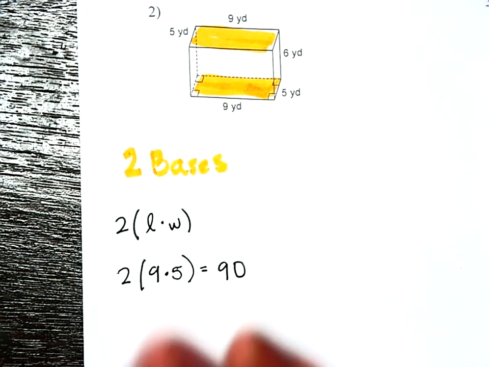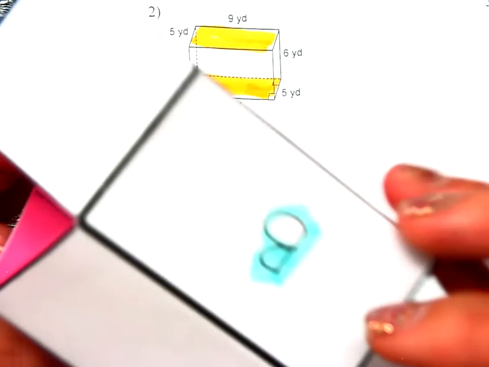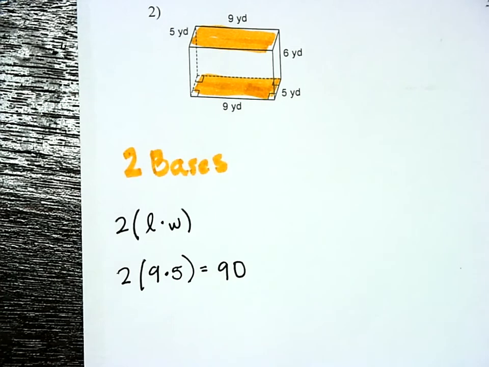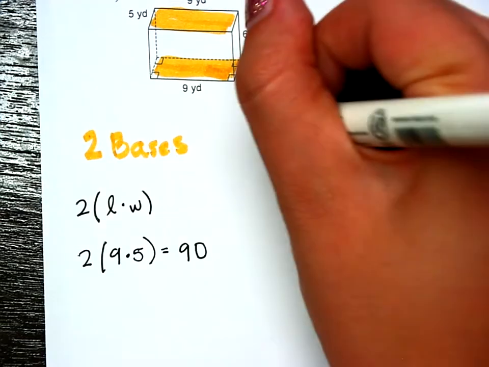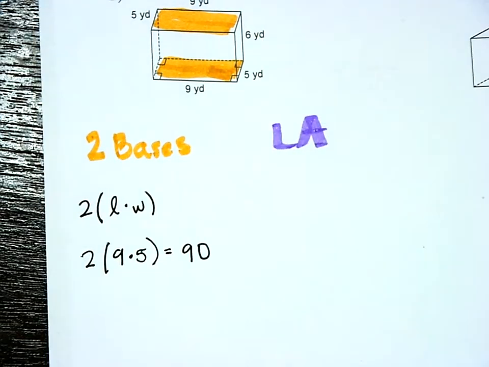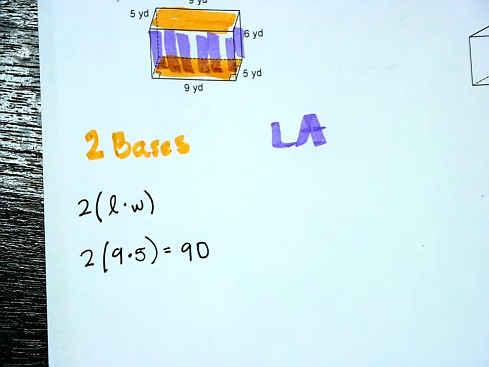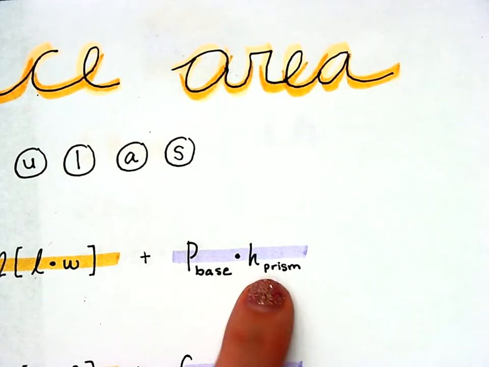But if we were painting this object, so everything around it, I still need all of these other sides for the total surface area. So let's find the lateral area now. That's everything else, everything that's not the two bases. So we always say LA for lateral area. And that's all of this right here on the sides. Okay, so the lateral area, if we use our formula from before, is the perimeter of the base times the height of the prism.